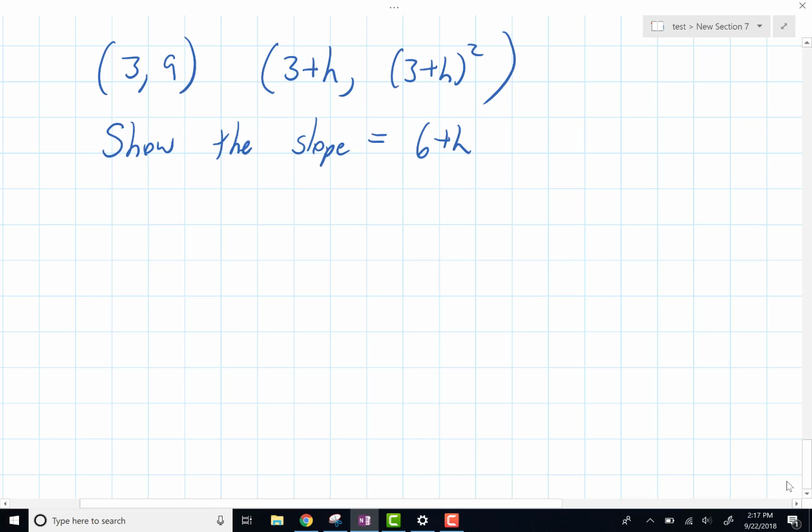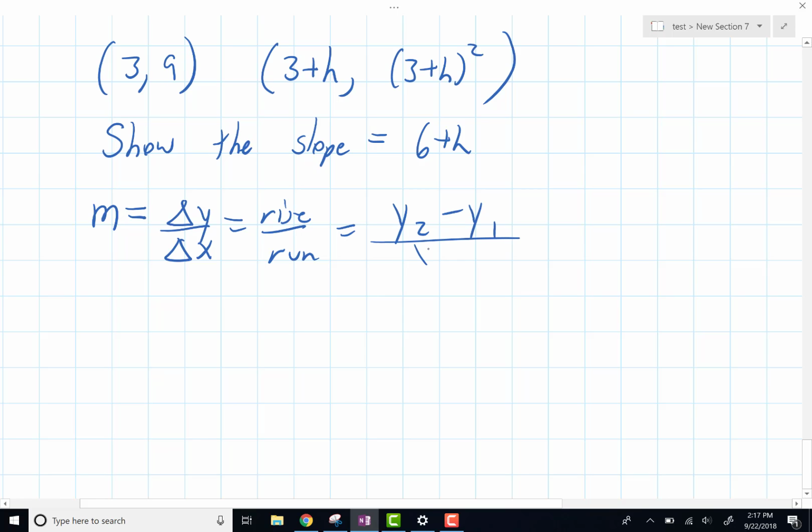So here we're going to find the slope, and it's just the change in y over the change in x, right? The rise over the run. And I kind of hate the formula, but it's the change in the y's, so y2 minus y1 over x2 minus x1. So we're just going to plug that in.